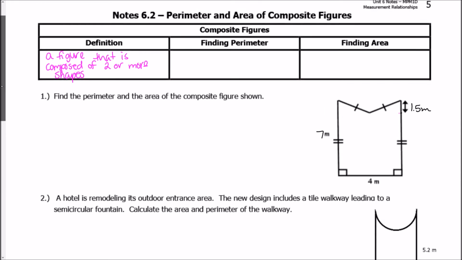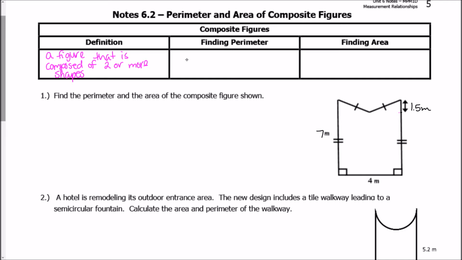Okay, so how do I find the perimeter of a composite figure? You need to add up all the outside sides. So add up all the outside segments. Okay, and then to find the area, you are going to add or subtract depending on what happens, and I'll show you what I mean by that in the next couple of examples, but you're going to add or subtract the different shapes, or the areas of the different shapes, okay?